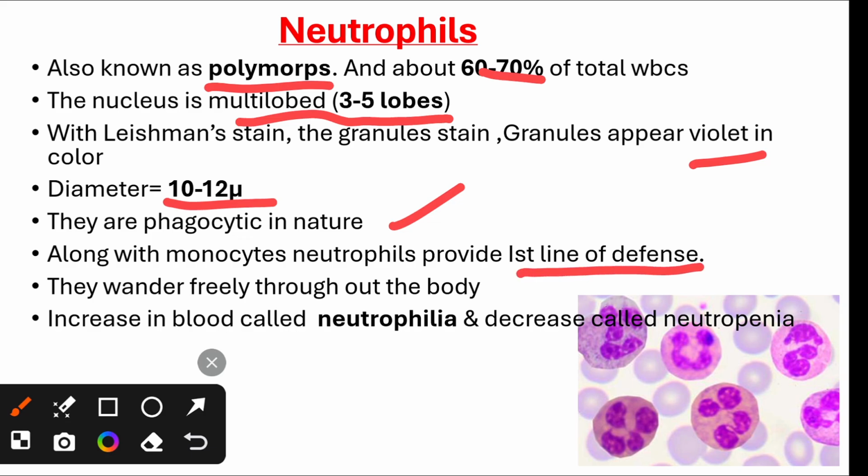Increase of neutrophil in our body is called neutrophilia and decrease is called neutropenia. Here is a microscopic view of the neutrophils, that is about 2 to 3 lobes.